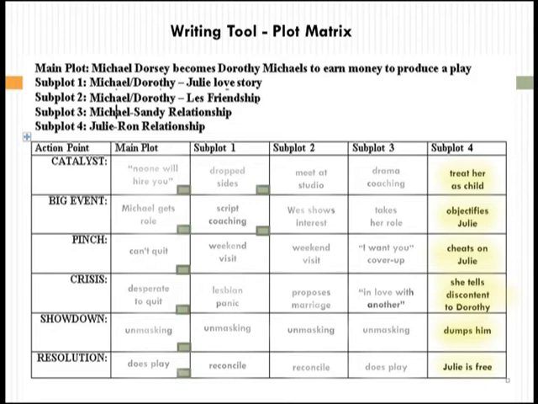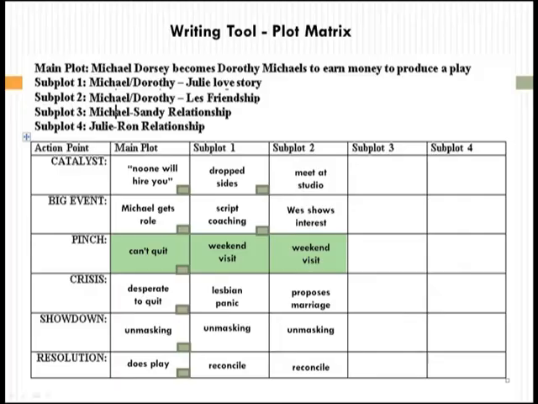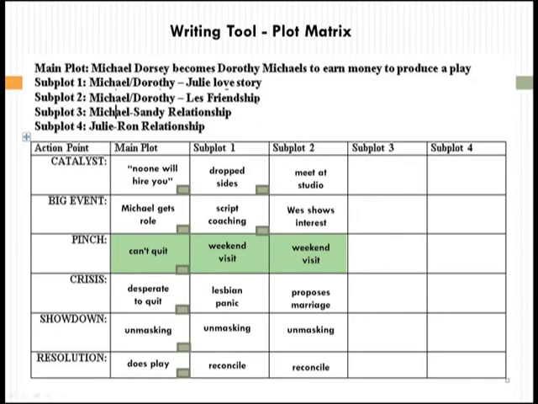This plot matrix shows just how strongly all of these various storylines intersect with each other. For instance, it's on the weekend visit up at Julie's father's farm that his feelings for Julie become really strong, and also when she noticed a lot of interest from Wes, and that's when Michael decides, okay, he's had enough of this, but then he learns that he can't quit. And all of these happen within a scene of each other.